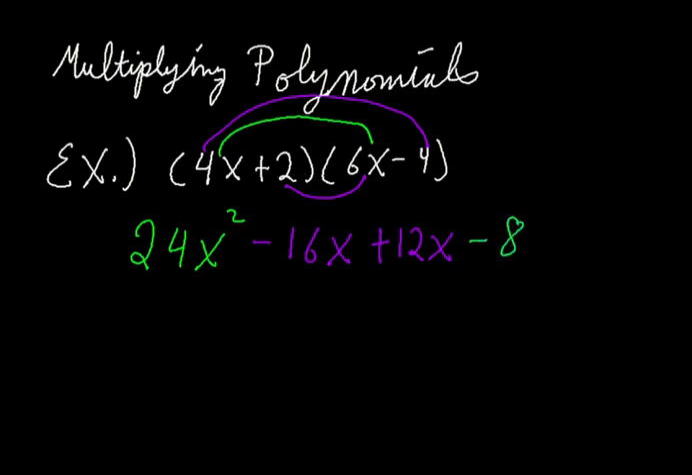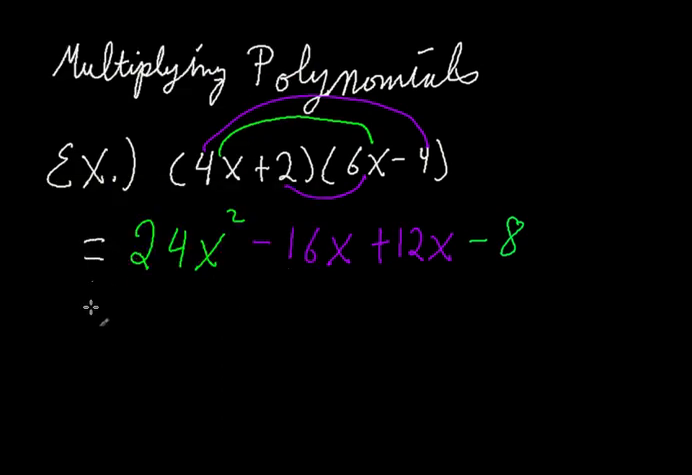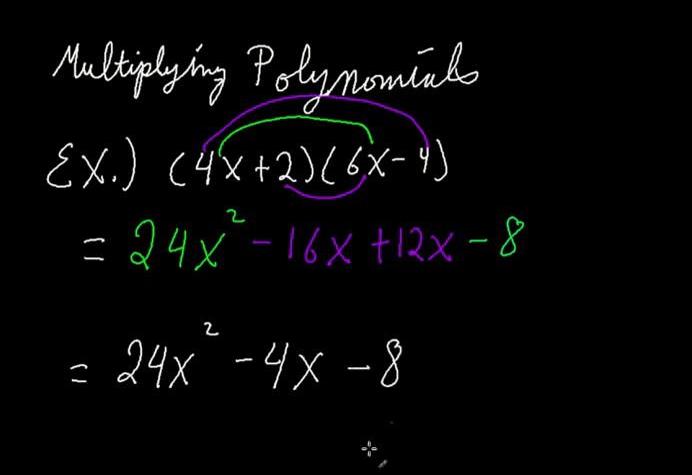Okay. Now, what is going on? Can we combine any terms after we've done this? Yes, I can combine the negative 16 and 12. Okay, so I have 24x squared, and then 12 minus 16, or negative 16 plus 12, is a difference of 4. So I have 4x, and then I take the minus 8. And so this would be the final answer, okay?